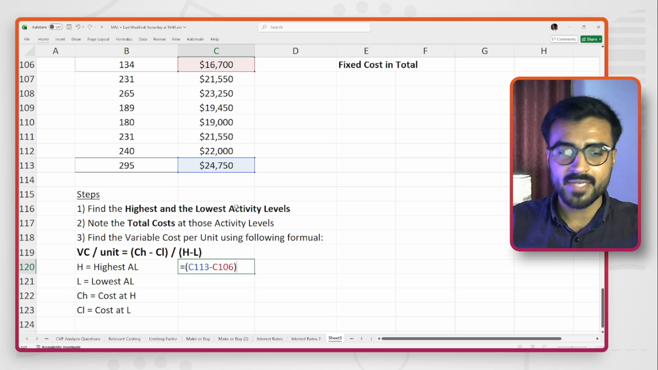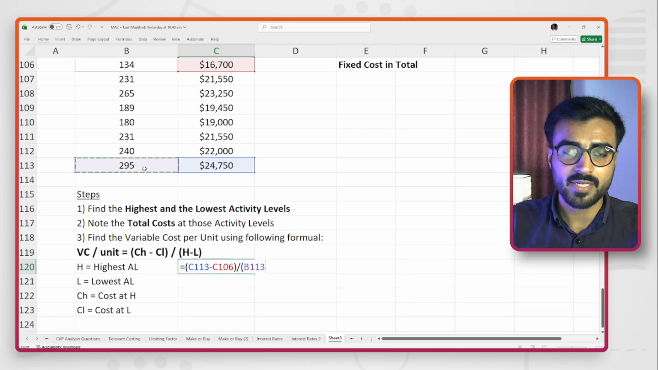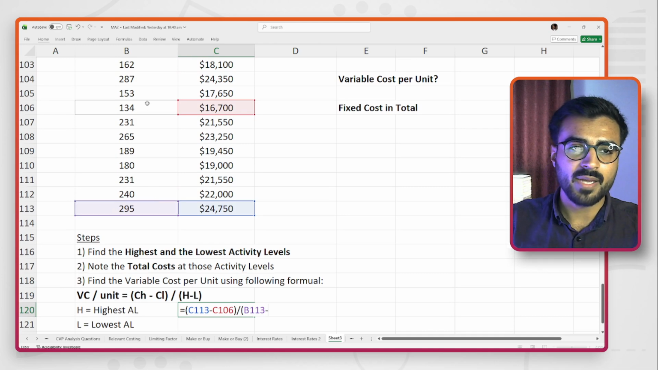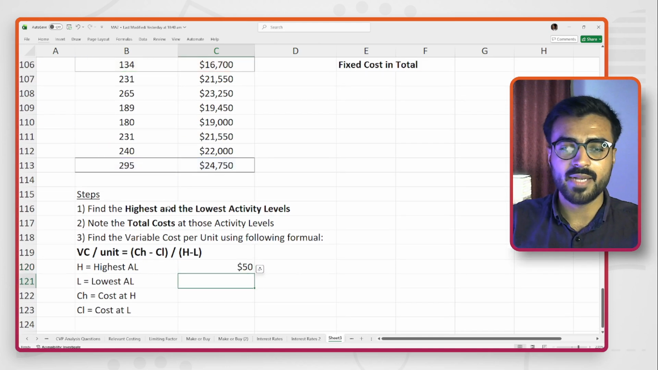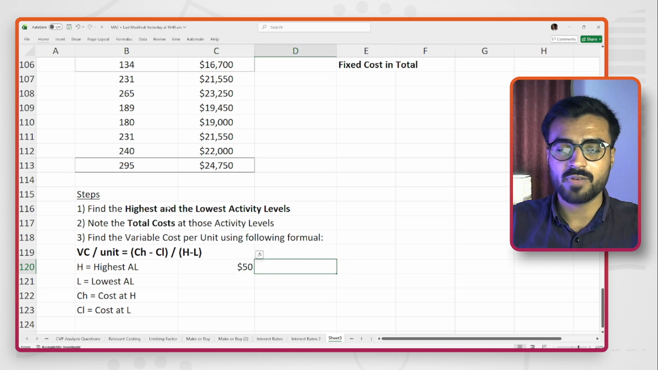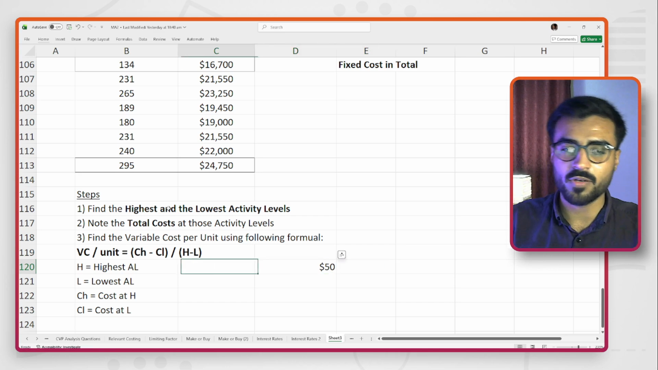Let's put this in brackets. Now we have to divide this by the highest activity level minus the lowest activity level. So the highest activity level is 295 units minus the lowest activity level of 134 units. Bracket close, enter. So this is the answer for our variable cost per unit. This $50 is the variable cost per unit.